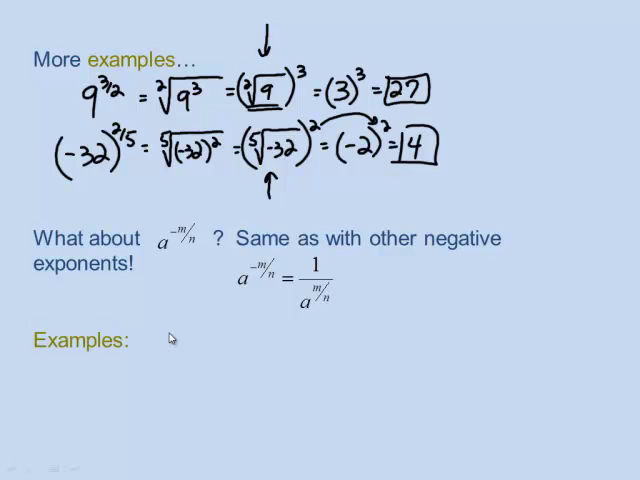So what about a to the negative m over n? What if there's a negative exponent with that fractional exponent? Well, it turns out that that's the same as with other negative exponents. What you learned in previous math classes is that if you have any base raised to some negative exponent, that's the same as taking the reciprocal of that expression, and that negative exponent then becomes a positive exponent.